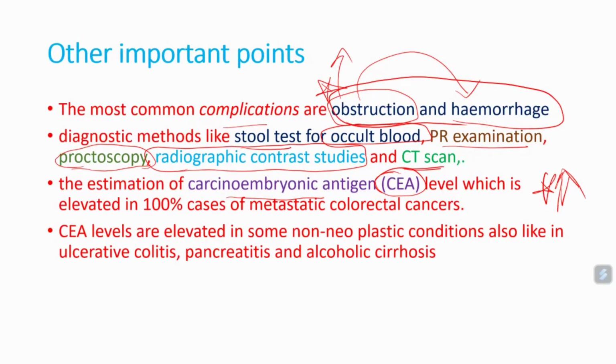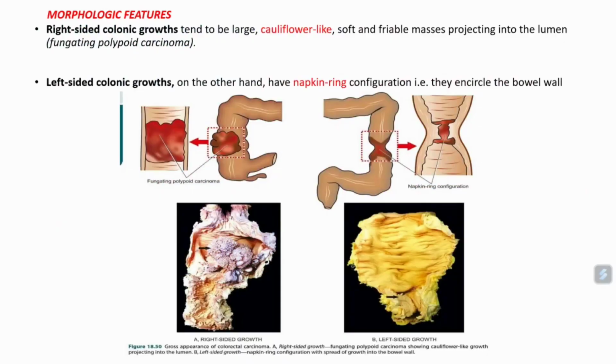But in a few cases this carcinoembryonic antigen is seen, and in a few cases it is not seen, mainly in patients who have pancreatitis, alcoholic cirrhosis, and ulcerative colitis. In those areas we can't find this carcinoembryonic antigen.